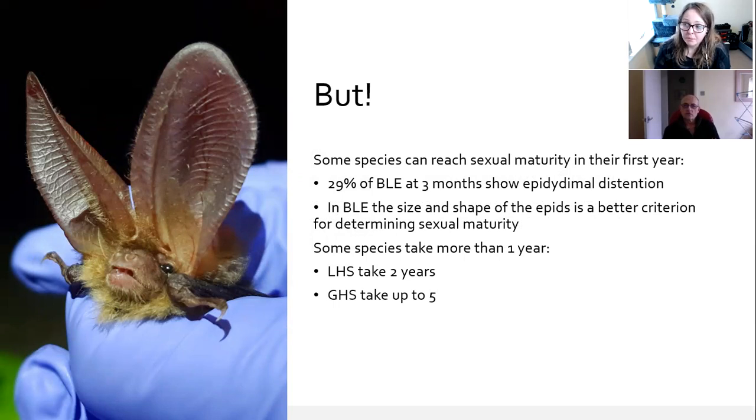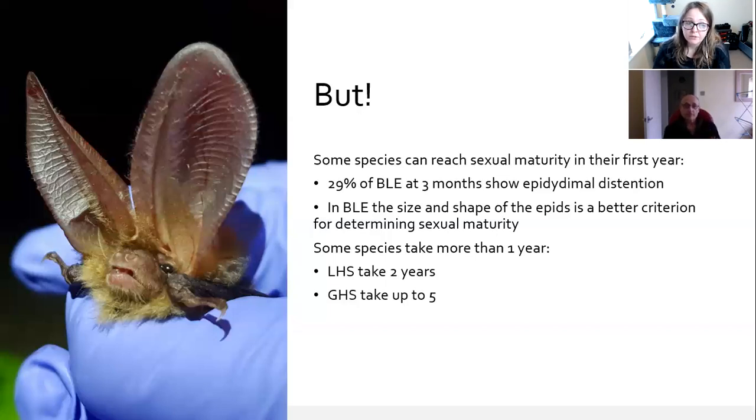But bear in mind as well, we're talking here about Vesper bats. The Rhinolophidae are very different. The greater horseshoe can take up to 5 years to become sexually mature. So you can't do this kind of yearling thing with those species. But generally speaking, we don't catch very many lesser horseshoes, and we don't get any greater horseshoe bats. So it's not really an issue for us, or a comparison that we have to really make.